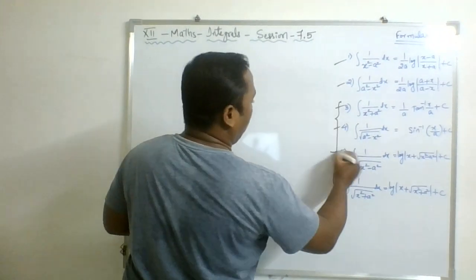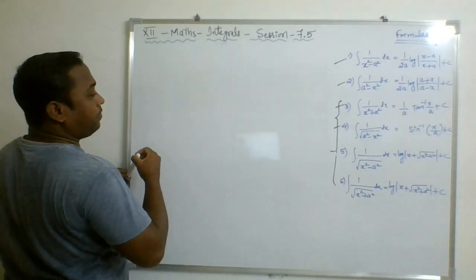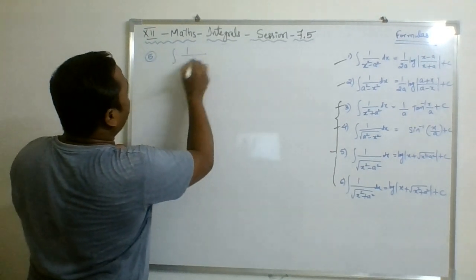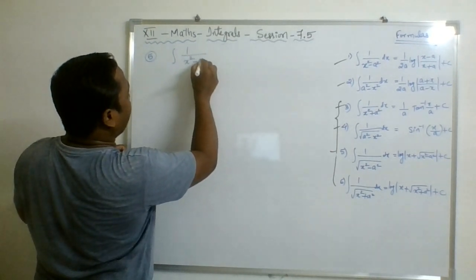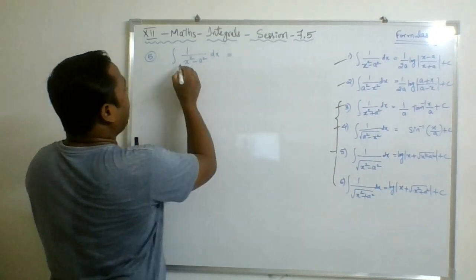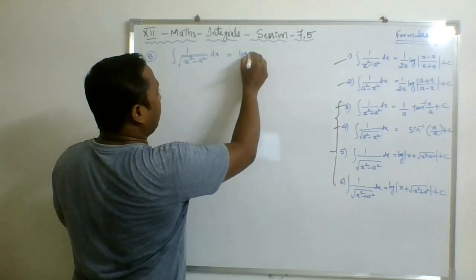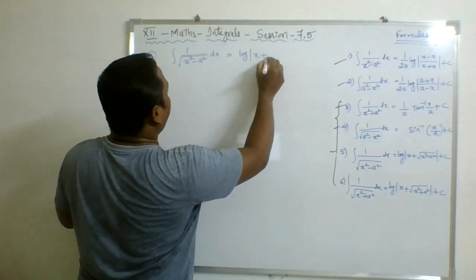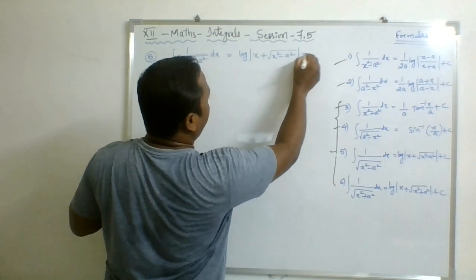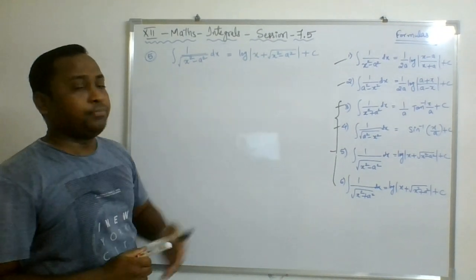What is the fifth formula here? I am writing the fifth formula, that is the integral of 1 upon under root of x square minus a square dx is equal to log of modulus of x plus under root x square minus a square plus c. This is an identity we can use.